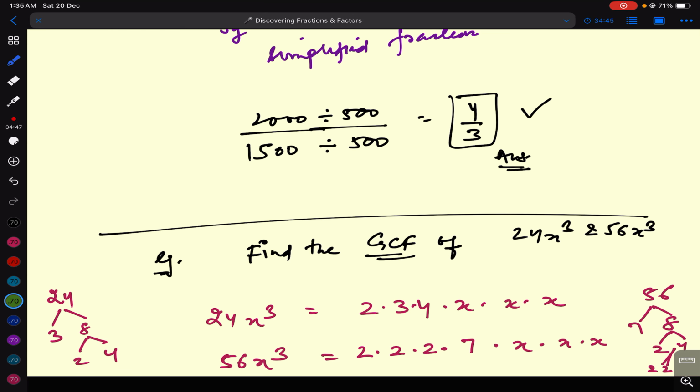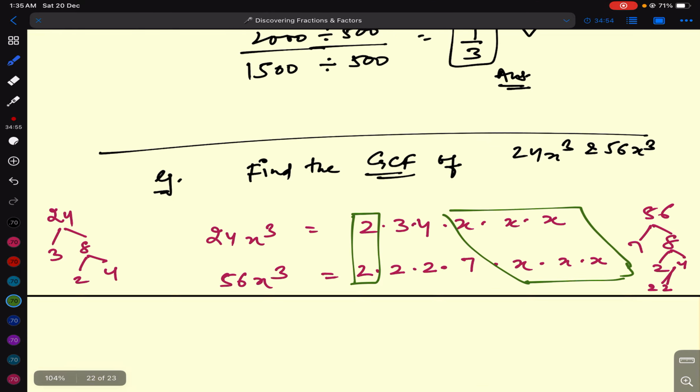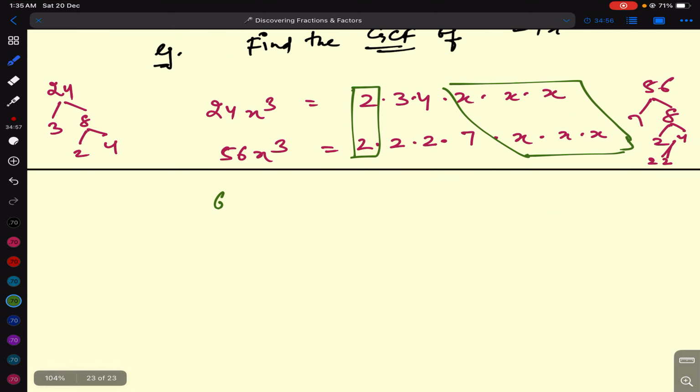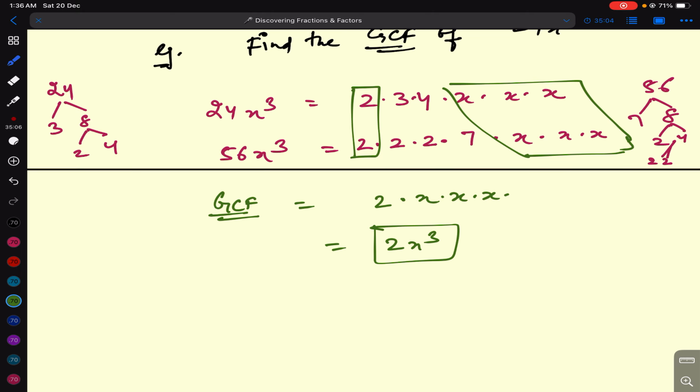What is common here? 2 is common. Then we have 3 x's as common, right? So the GCF here is 2 times x times x times x, which is 2x cube. Okay, so the GCF here becomes 2 times x cube.